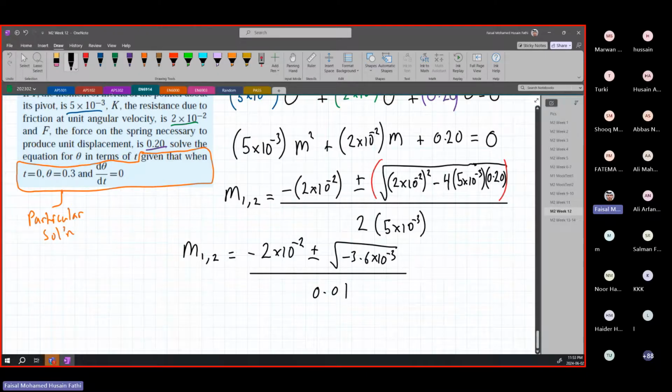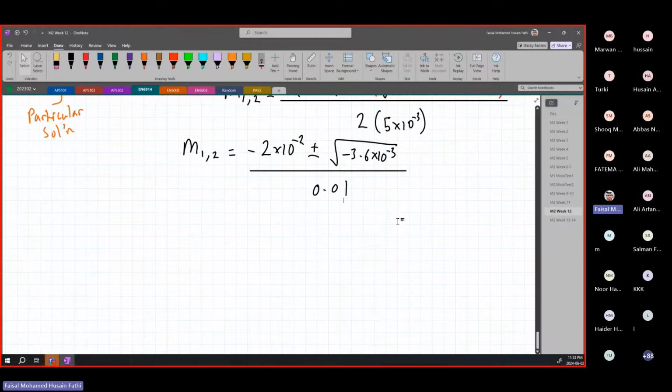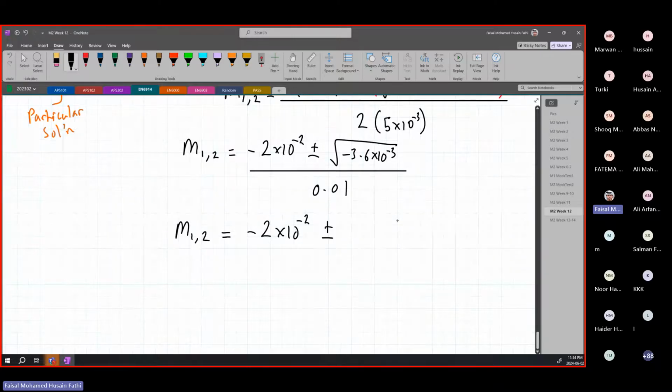Okay. So if I square root this in complex mode, you can do the positive part in your calculator and then just put i outside, because you already know it is multiplied by i. Meaning, you can do this: 2 times 10 to the power minus 2 plus or minus i times the square root of positive 3.6 times 10 to the minus 3. Then you know you have a square root of minus 1 inside. You can just take this outside if you don't want to do it through the calculator, over 0.01.